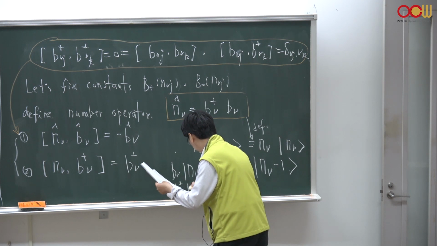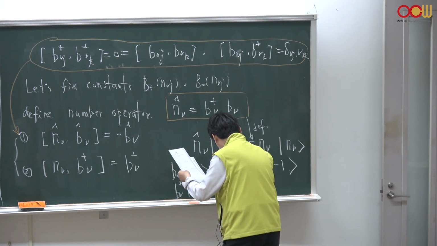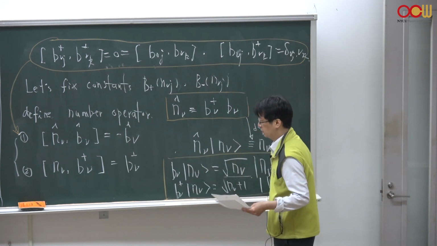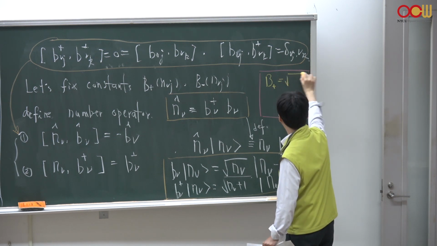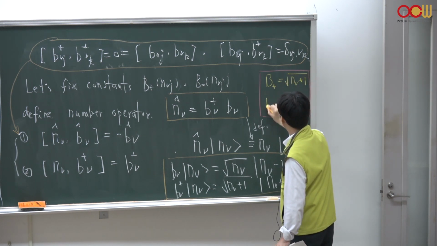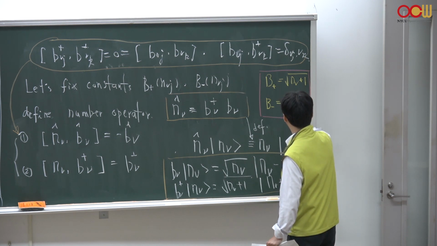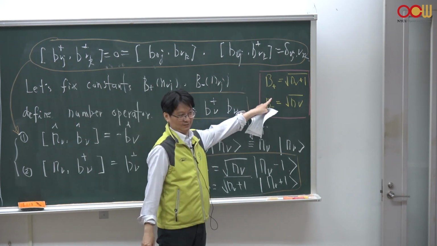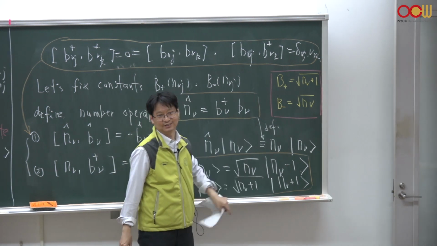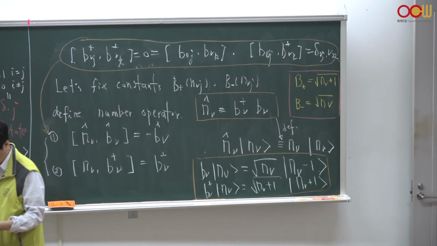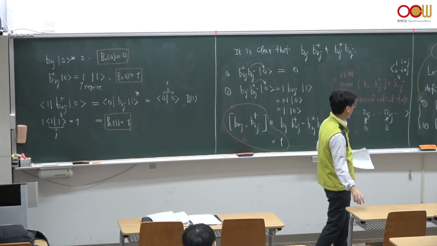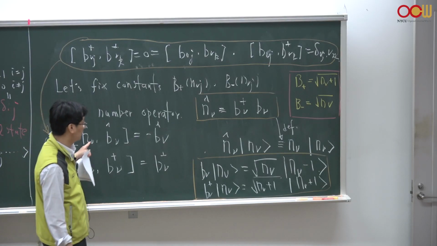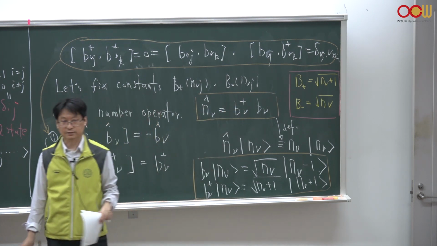And B nu dagger acting on n nu gives square root of n nu plus 1, n nu plus 1. So which means that B plus is square root of n nu plus 1, and B minus is square root of n nu. That's the final answer. But the question is how can you derive this? Okay, so let's just fill out the gaps, and let's take a short break. When we come back, we will first derive these commutation relations, and then use these commutation relations to derive this B plus and B minus.